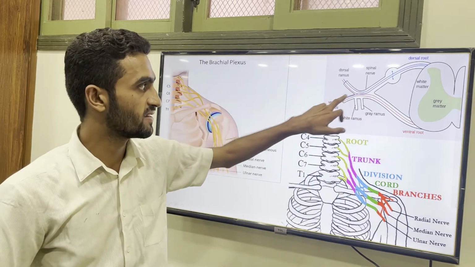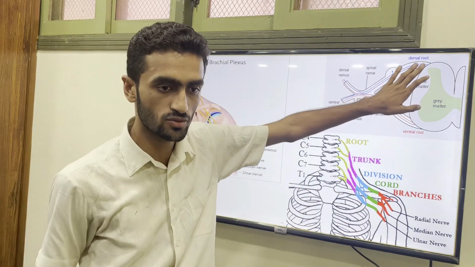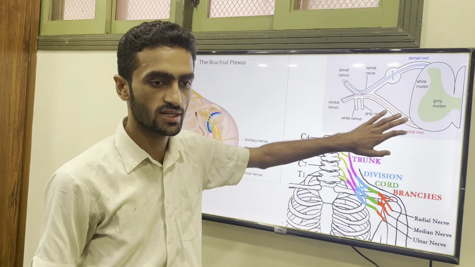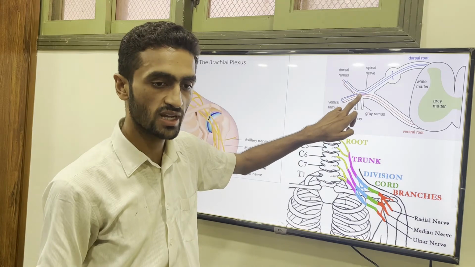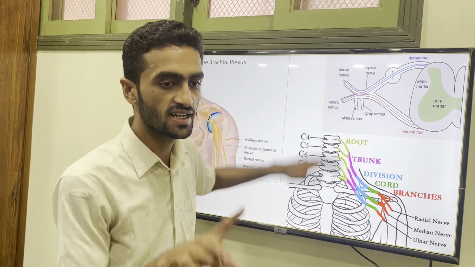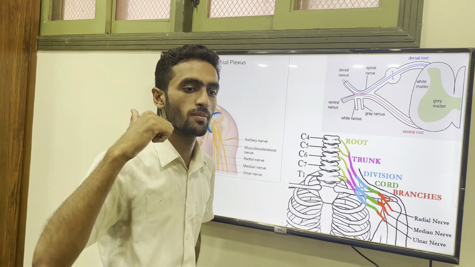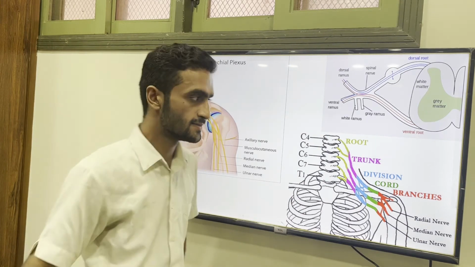If you follow the ventral ramus, there are actually the dorsal root and the ventral root, dorsal with the sensory and ventral with your motor. So the motor and sensory unite into one spinal nerve, and then they divide into dorsal rami and ventral rami. Ventral forms the plexus, dorsal goes back and supplies the back of your body.